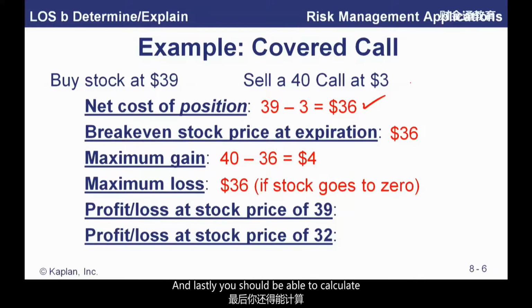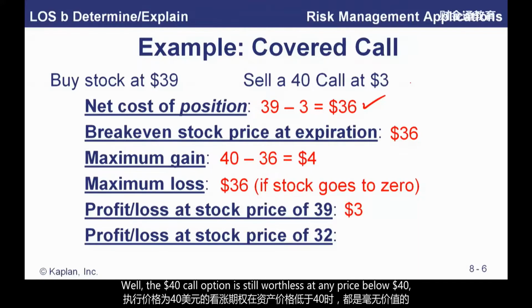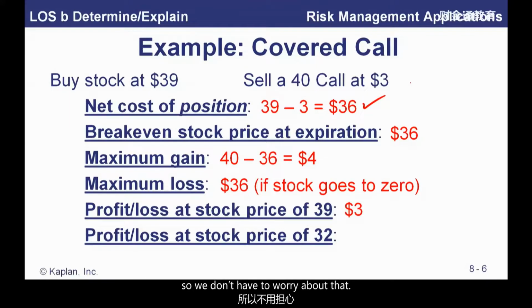And lastly, you should be able to calculate the profit or loss at a stock price of 39. Well, at 39, the call's out of the money, expires worthless. We're in at 36. We get 39 for our stock. $3 is our profit. And how about at 32? Well, the $40 call option is still worthless at any price below 40, so we don't have to worry about that. If the stock price is 32, we get 32 at option expiration, nothing else. We were in at 36, our loss is $4.